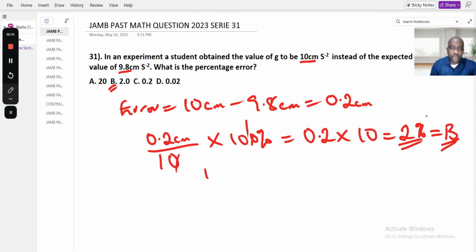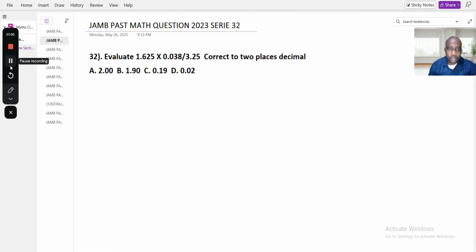Let's move to the next question. Evaluate 1.625 multiplied by 0.038 divided by 3.25, correct to 2 decimal places. Now let me write the question out so that we can see it clearly.